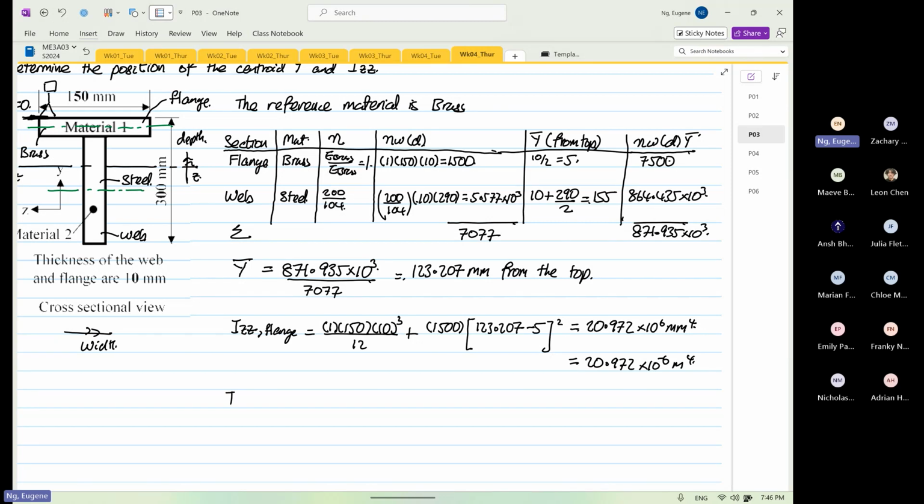Then we look at IZZ for the web. We have to include the n, right? So we have 200 divided by 104, multiplied by the width, multiplied by the depth.